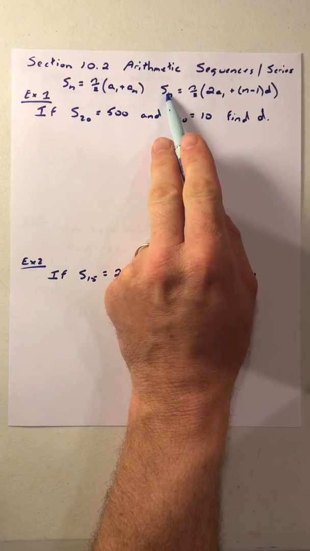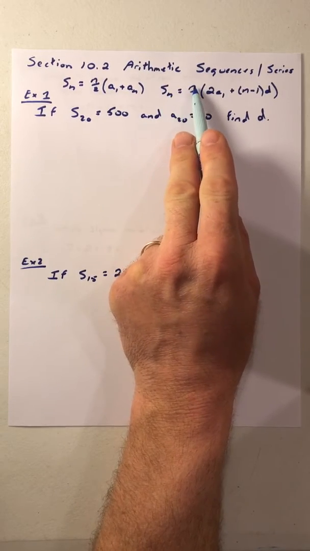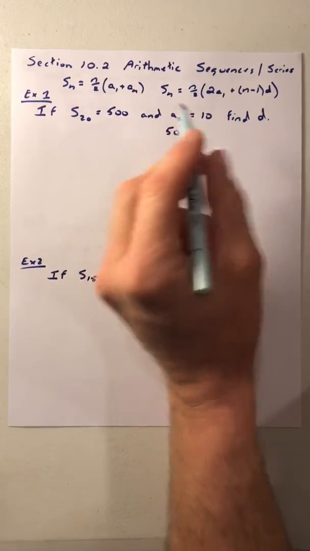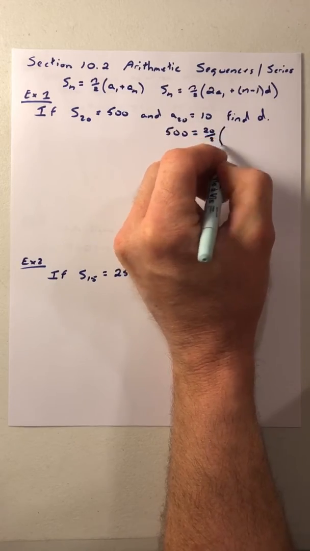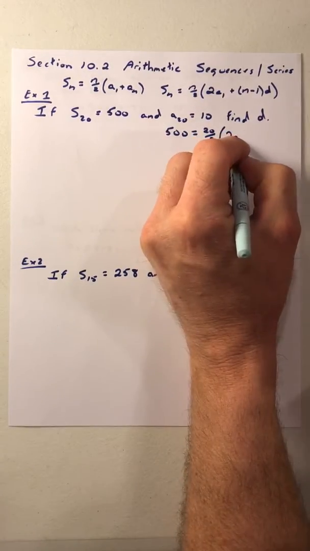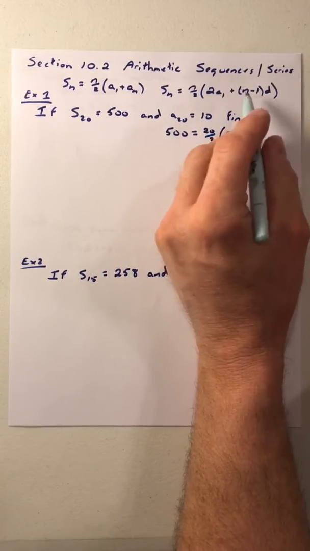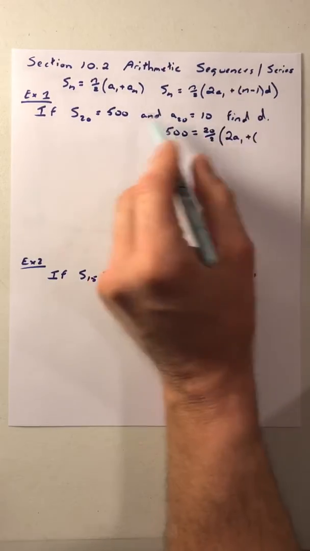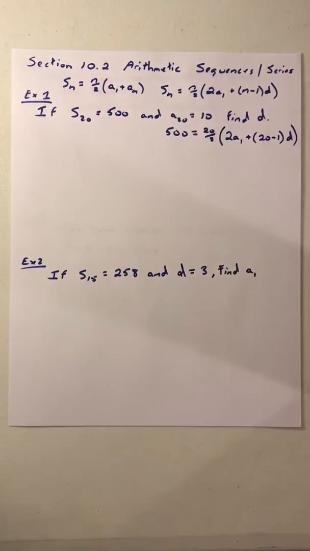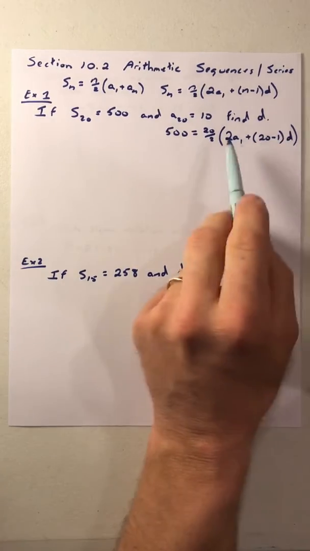So I know S of 20 would be 500. We know the number of terms is 20. If I start filling that in, I have 500 equals 20 divided by 2 times 2 a sub 1, and I'm not sure what a sub 1 is at this point, plus the number of terms, 20 minus 1, times the common difference, which is what we're looking for. Now we have one equation, but two unknowns. That's our issue.